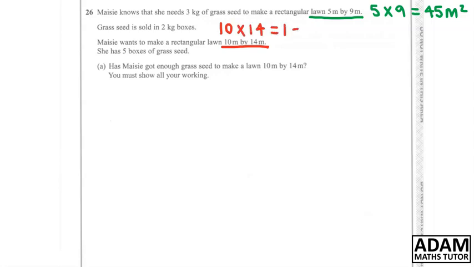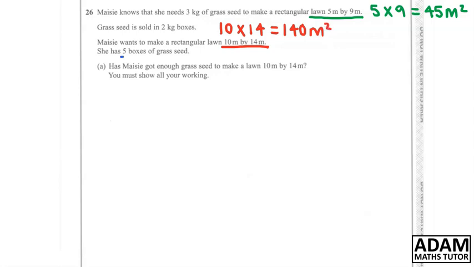Question 26. Maisie knows that she needs 3 kilograms of grass seed to make a rectangular lawn of 5 meters by 9 meters. So in total, this lawn would have an area of 45 meters squared. Grass seed is sold in 2 kilogram boxes. Maisie wants to make a rectangular lawn of 10 meters by 14 meters. So this would be a total area of 10 times 14, which is 140 meters squared.